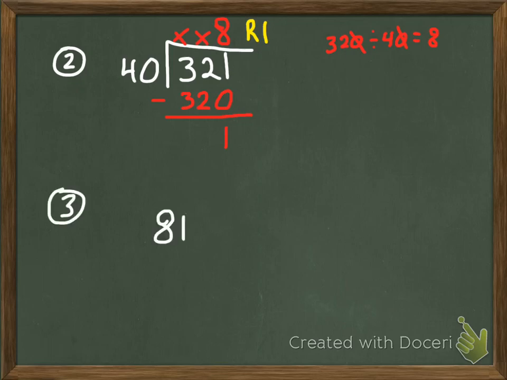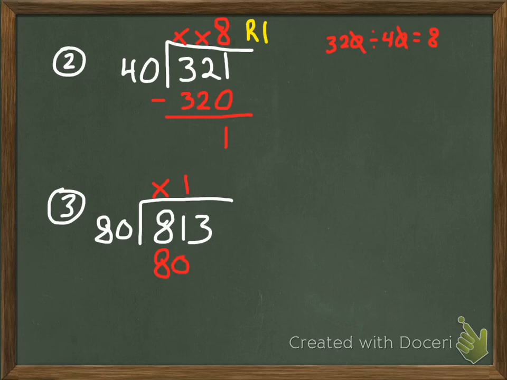Number 3, 813 divided by 80. So I know 8 is too small, so again I'm going to put my X. 81 divided by 80, I know that is just going to be one time because it's only one away. So 80 times 1 is 80, and then I'm going to subtract. 81 minus 80 is 1. I'm going to bring down my 3, 13.